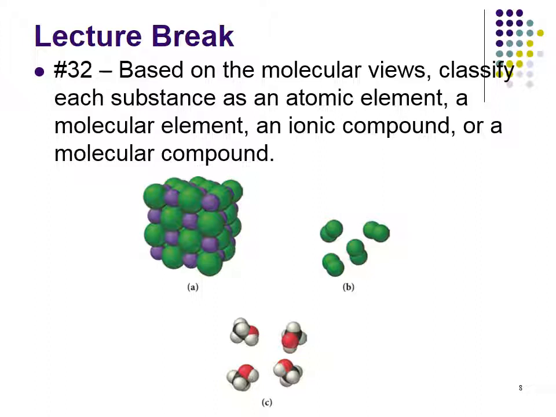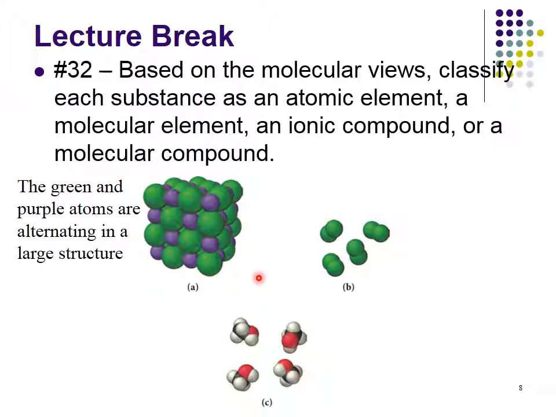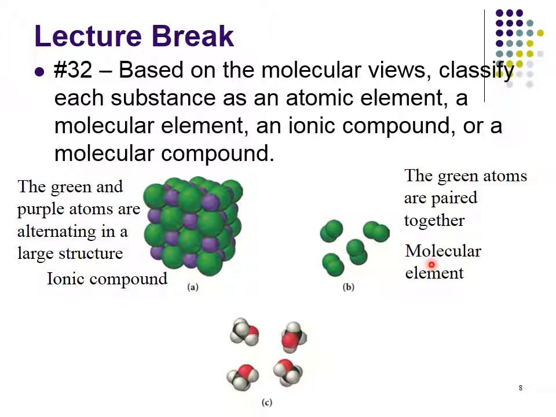And then our last question, based on the molecular views, classify each substance as an atomic element, a molecular element, an ionic compound, or a molecular compound. So this first one looks like that ionic compound we were just talking about. The purple and green atoms are alternating, which tell us that it is an ionic compound. In B, we only have one type of atom, the green one, and they're bonded together in pairs. So that tells me that it's a diatomic, which means that this is going to be a molecular element.